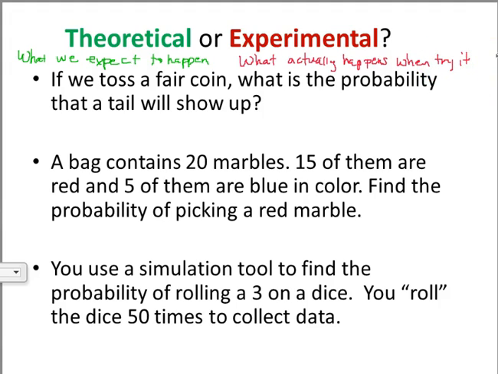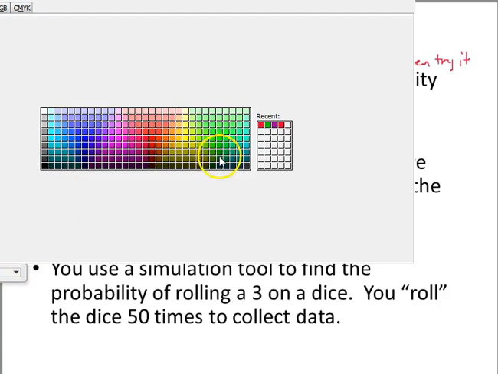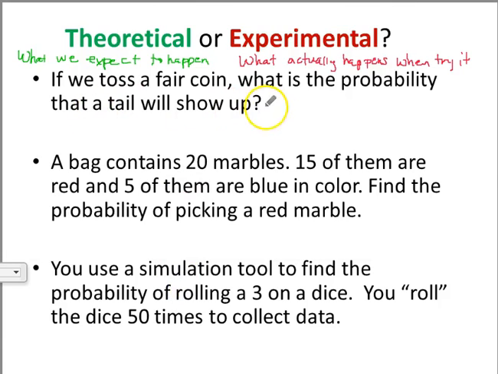So let's look at some examples and classify them as theoretical or experimental. If we toss a fair coin, what is the probability that a tail will show up? Do we know what that probability is? Can we expect a certain thing to happen? We can, so in this case it is theoretical. We would expect a 1/2 chance.